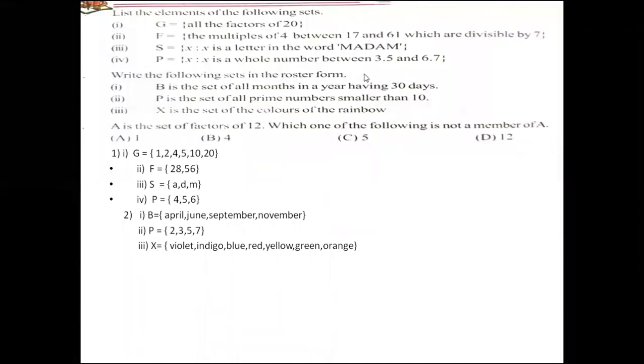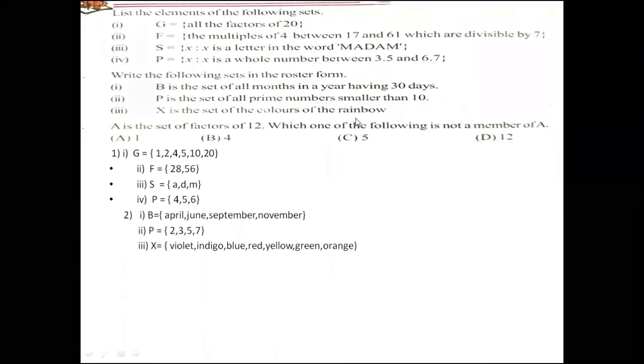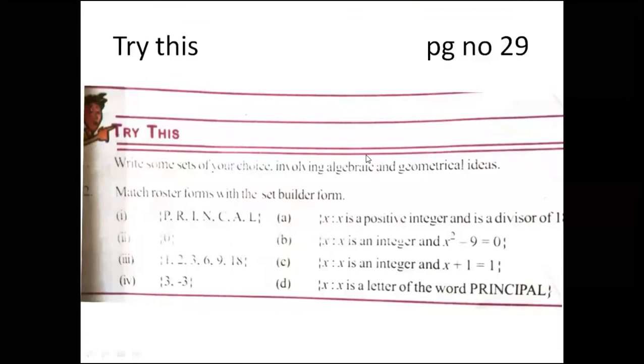Okay, so next, if you see page number 29, you have "Try this". So page number 29, try this. The first question is they are asking you to write some sets of your choice involving algebraic and geometrical ideas.